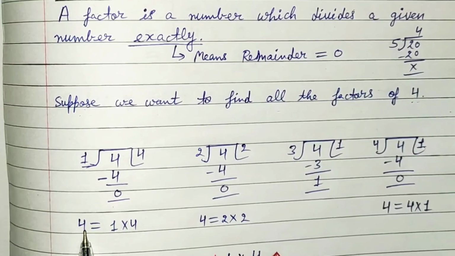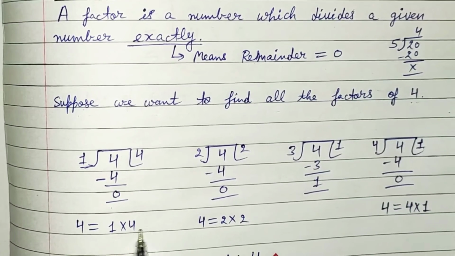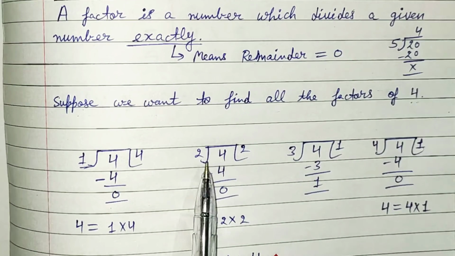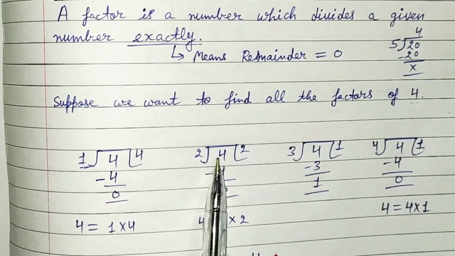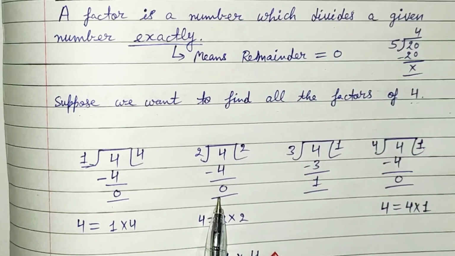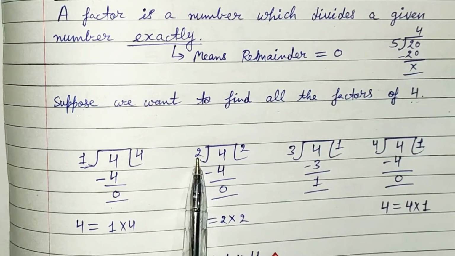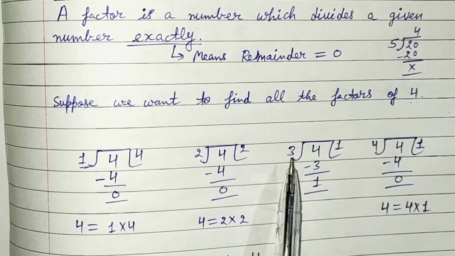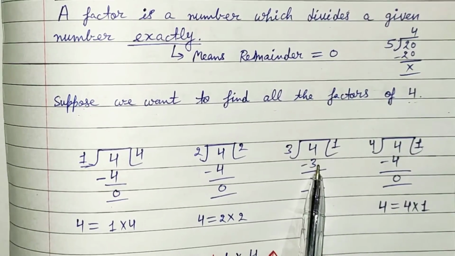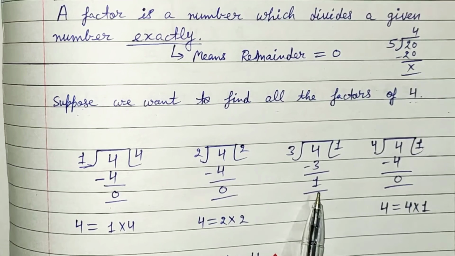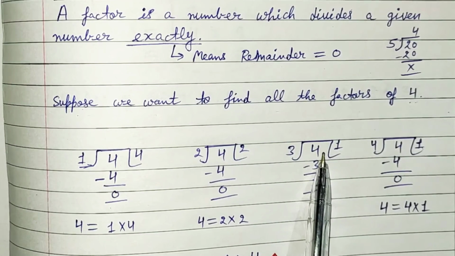So we can write 4 is equal to 1 into 4, divisor into quotient. Okay, 1 into 4 will be 4. Now after this 1 we will move to the 2. Now 2 can divide this 4 2 times, so remainder will be 0. So in that case we can write 4 is equal to 2 into 2. Now after this 2 we will move to 3. In the same manner, 3 1s are 3. Here we will get 1 as the remainder. So that means this 3 is not a factor of this 4.